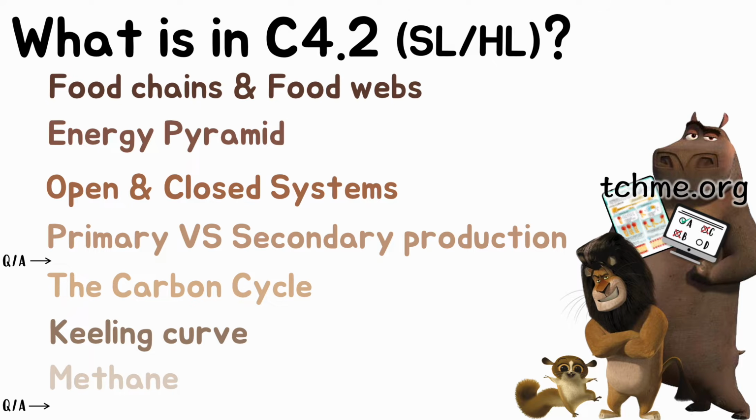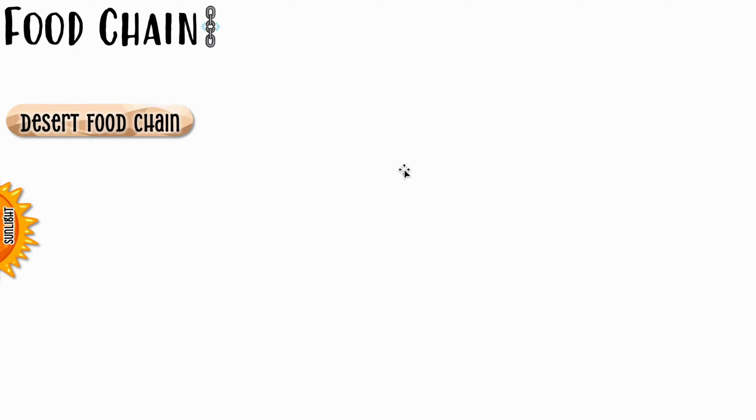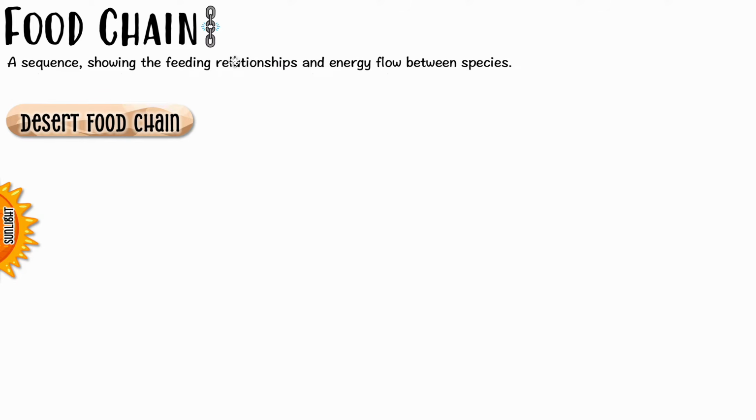So without further ado, let's get started with food chains here. A food chain is relatively straightforward, the definition. All it really does is it's a sequence showing the feeding relationship. So what eats what? And how energy flows between the species, right? Because when you consume another organism, you're transferring the energy from that organism to you.